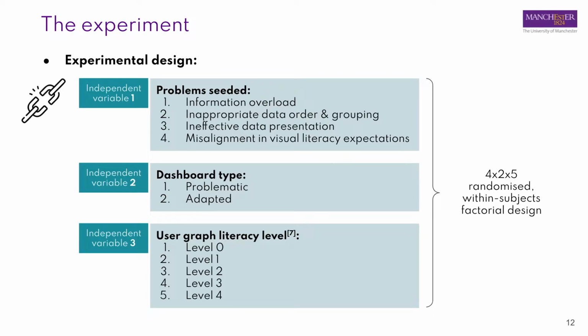The fourth problem was misalignment in visual literacy, where the level of visual literacy expected by the developers does not align with the actual literacy of the users. The second independent variable was the dashboard type, where we had 2 types: problematic dashboards where these problems exist, and the adapted ones where these problems do not exist. The third independent variable was graph literacy, and we gauged the level of graph literacy of users using a standardized test, and scores ranged from 0 to 4.